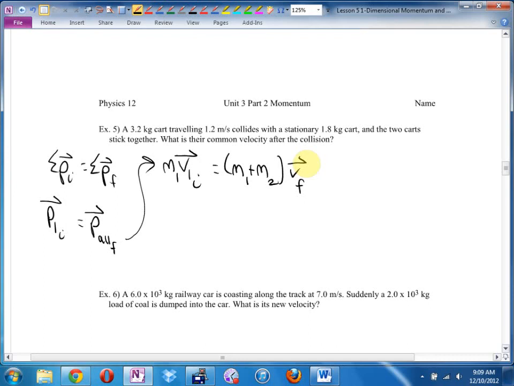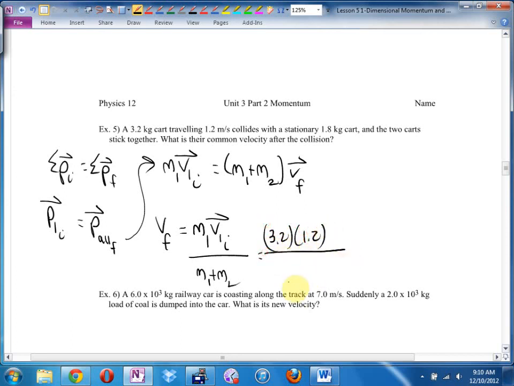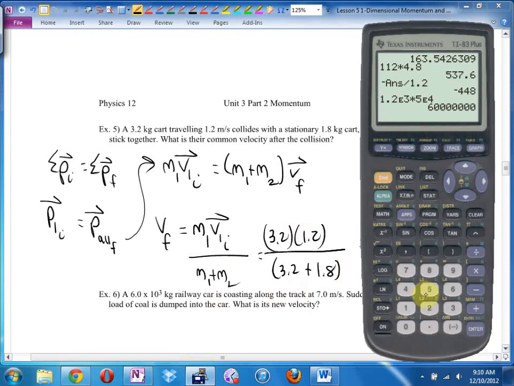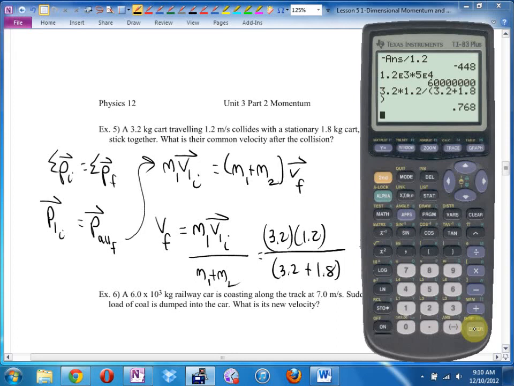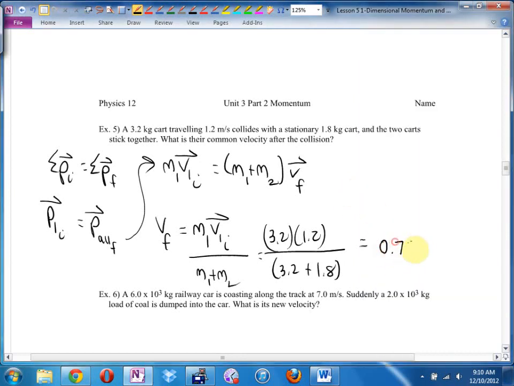How would I get V final by itself? V final is going to be M1 V1 initial divided by M1 and M2. It's going to be 3.2 times 1.2 divided by 3.2 plus 1.8. And I get, they're going to roll off at 0.768. Someone want to double check me? I think that's right, though. Positive or negative? Positive. Oh, they're going to roll forwards. Okay.